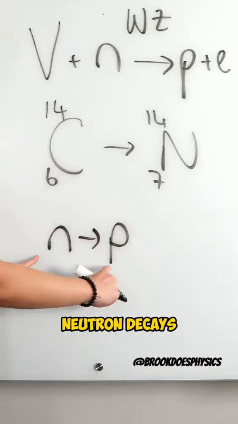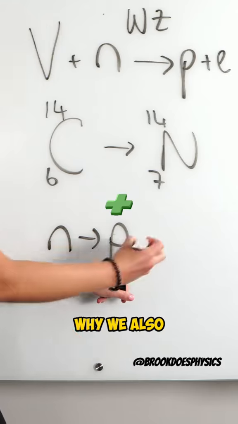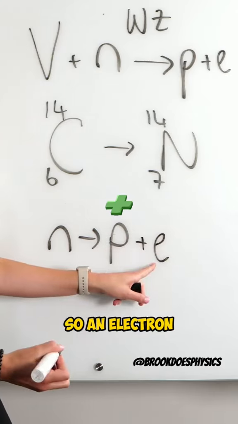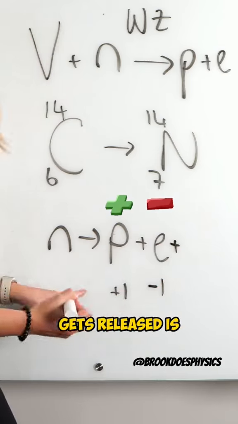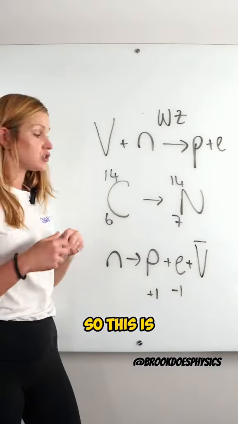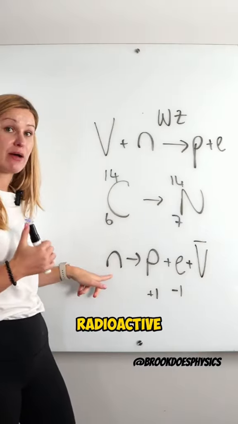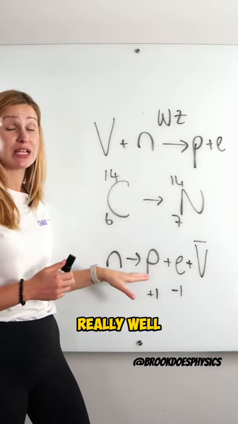When a neutron decays into a proton, because a proton's got a charge of +1, we also have an electron coming out. An electron, we know from science, has a charge of -1. And then the other thing that gets released, coming back to our neutrinos, is an antineutrino. So this is the equation that helps us figure out about radioactive decay, because the probability of this neutron decaying into a proton is really well known.